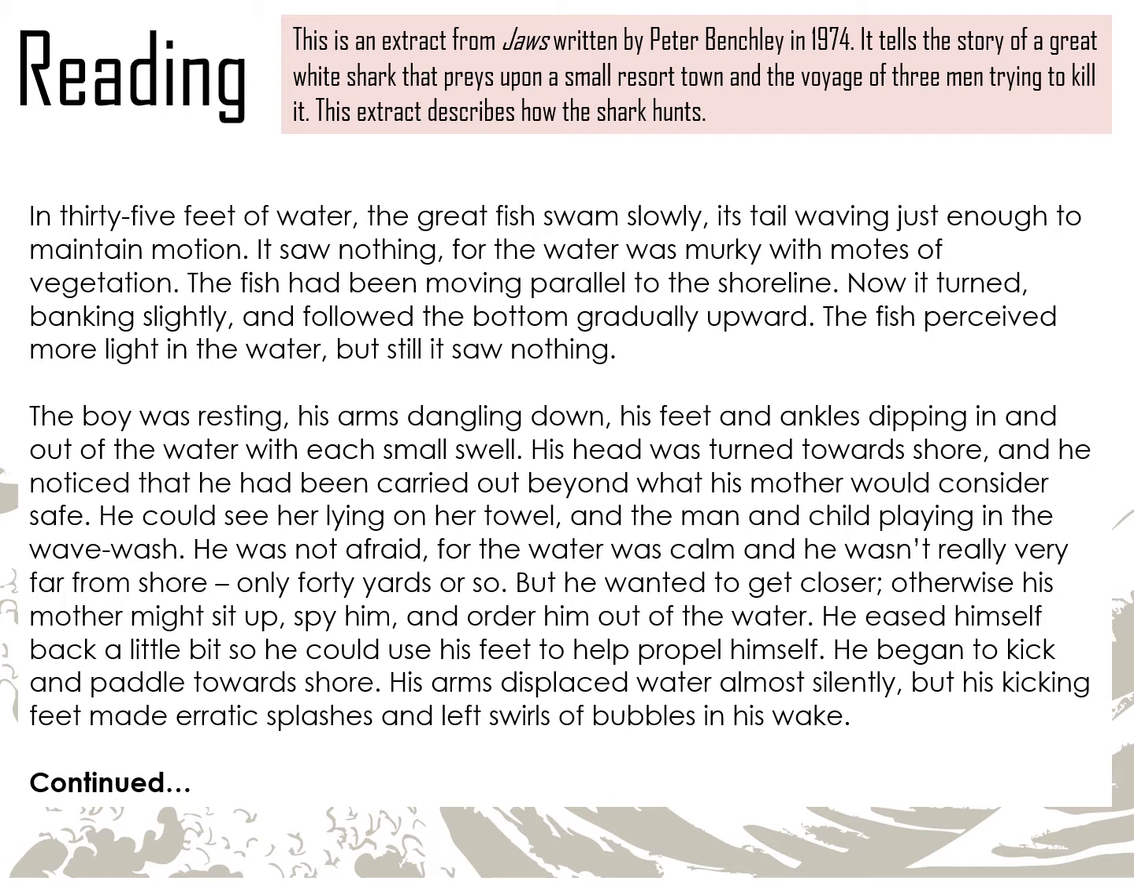In 35 feet of water, the great fish swam slowly, its tail waving just enough to maintain motion. It saw nothing, for the water was murky with motes of vegetation. The fish had been moving parallel to the shoreline. Now it turned, banking slightly, and followed the bottom gradually upward. The fish perceived more light in the water, but still it saw nothing.